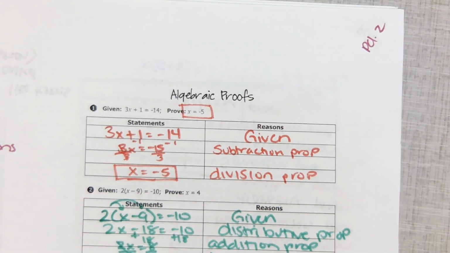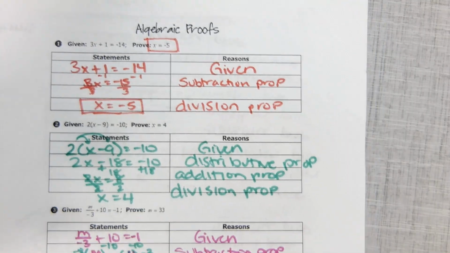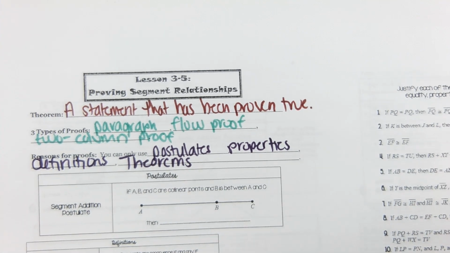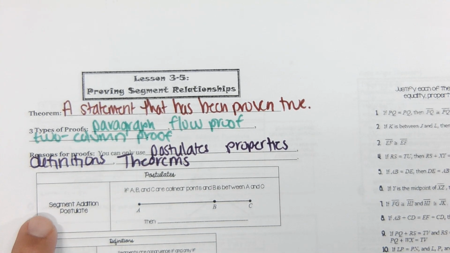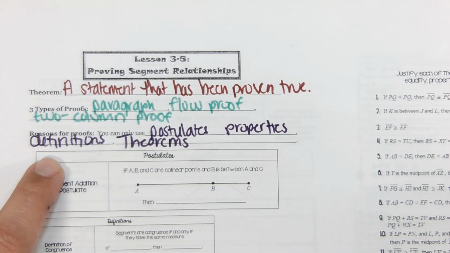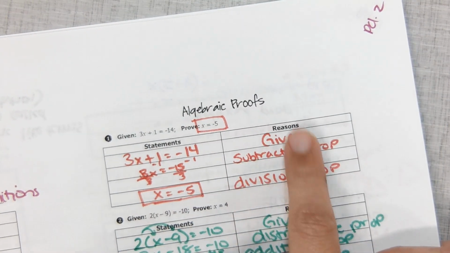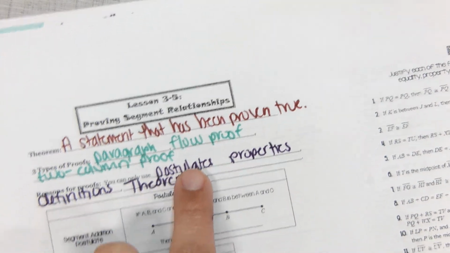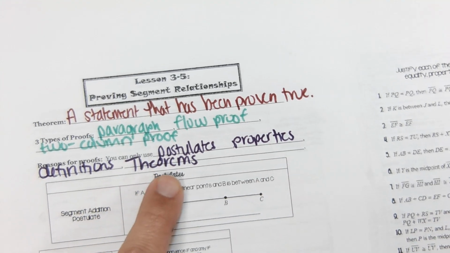So yesterday I introduced you to a 2-column proof. We'll continue using that. It's like the most common form of a proof, but there's also other formats such as a paragraph or a flow proof that'll come up here and there, just so you're aware. When you're doing a proof, we have the 2 columns, like you saw yesterday, statements and reasons. And then the reasons can be either postulates, properties, definitions, or theorems.